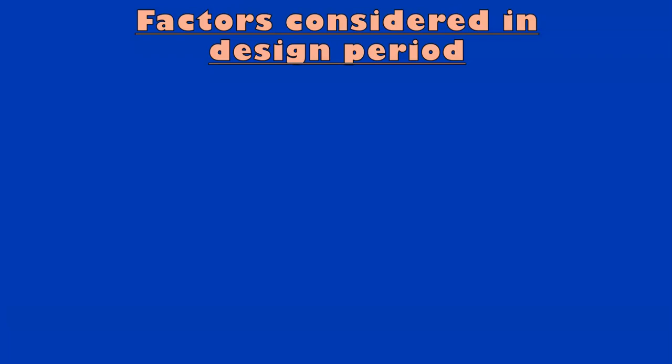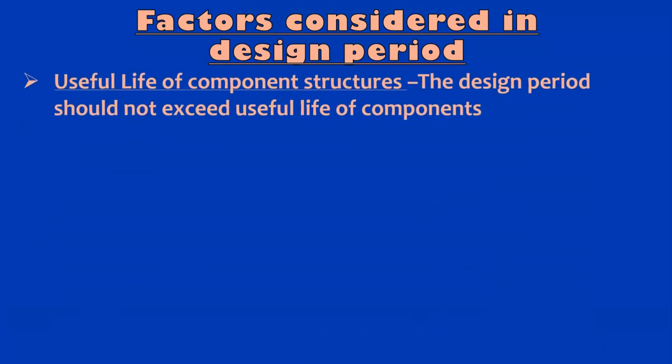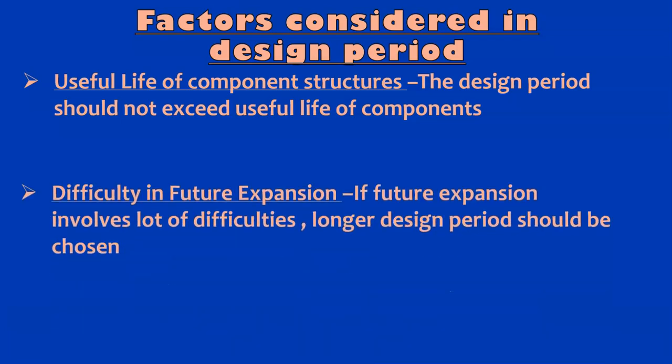What are the factors considered in the design period? Number 1, useful life of component structures. The design period should not exceed the useful life of components. So the components which are already discussed include the intake structures, followed by pumps, followed by water treatment plants, followed by water reservoir and distribution mains.